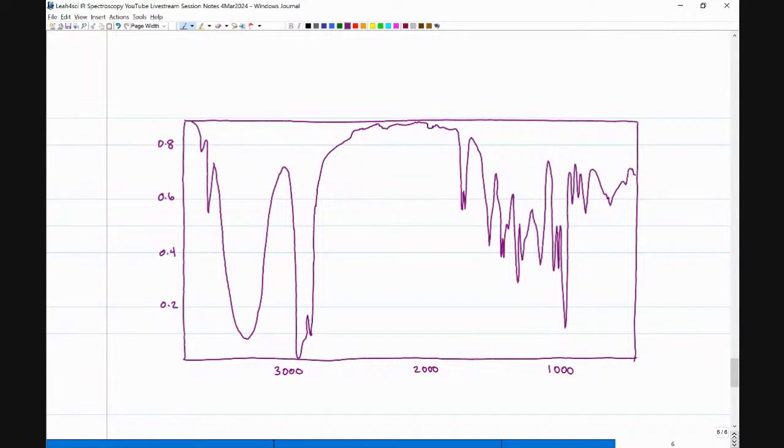And for this one, once again, let's start with what it is that we see, anything that we obviously don't see, and then come up with a molecule itself. Let's start at the 3000 range.